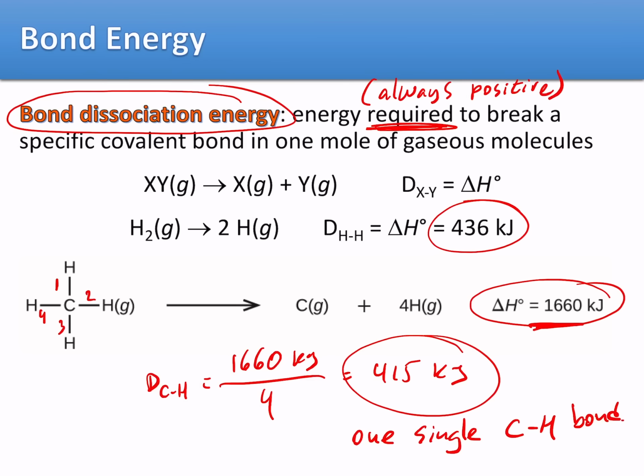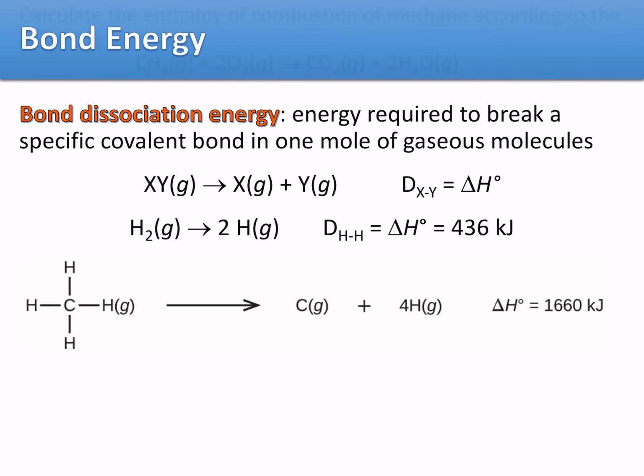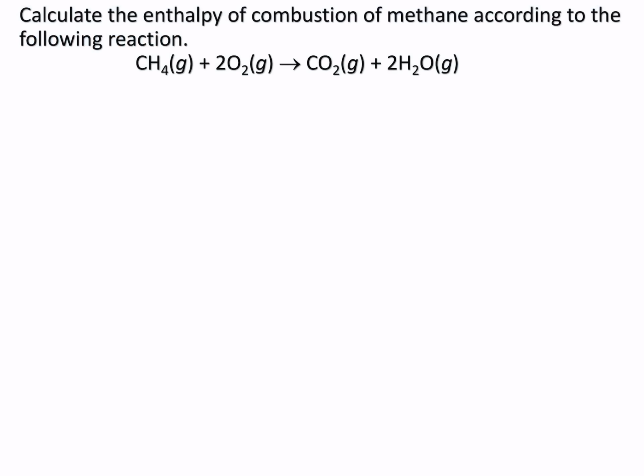In the reaction above, you are breaking 4 carbon-hydrogen bonds. So how do we use this in a more practical way? We can use this to do things that you have already done in the past, like calculating enthalpies of reaction. Here we have the combustion of methane, and we want to know, based on bond energies, what the enthalpy for this reaction is.